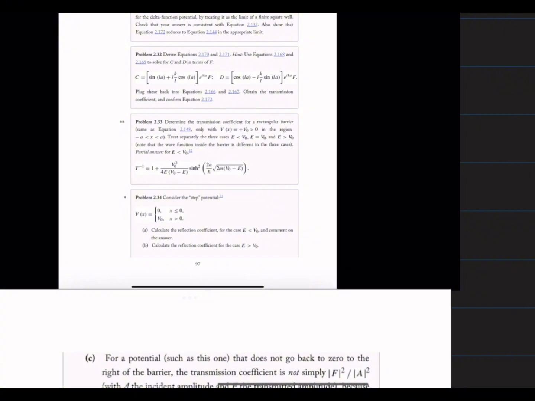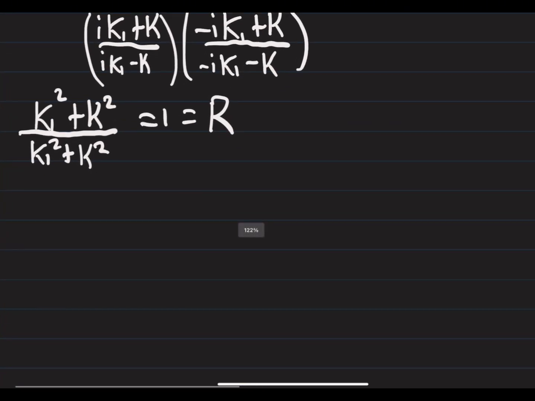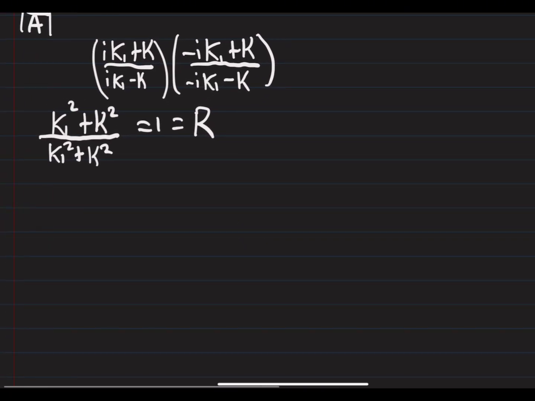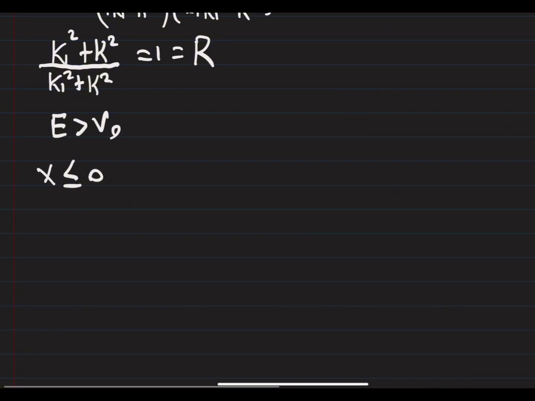Part B says to calculate the reflection coefficient when E is greater than V naught. Okay. Let me adjust that a little bit. So we basically have the same wave functions we had before. That doesn't change. I think we did that for this case, right? So let's see. E greater than V naught, x less than or equal to 0. So the first wave function will stay the same because that doesn't change anything.